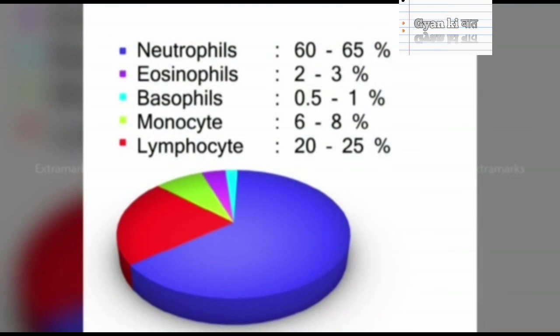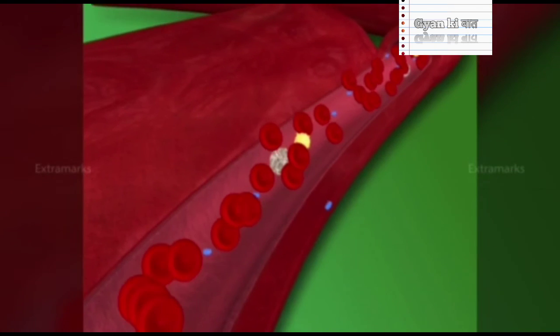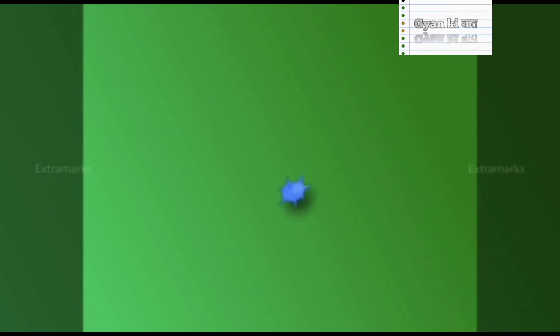The relative abundance of these cells are neutrophil 60 to 65%, eosinophil 2 to 3%, basophil 0.5 to 1%, monocytes 6 to 8%, lymphocytes 20 to 25%. The third cellular component of blood is platelet, which is responsible for blood clotting.